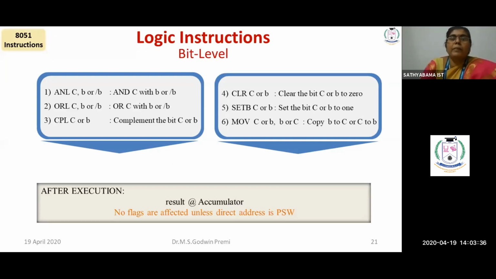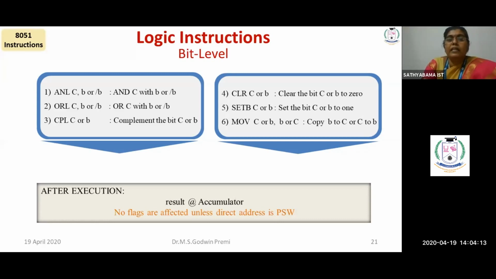Next is the bit level instruction. There are 6 mnemonics. Just we can see logical AND, logical OR, then complement, clear, then set bit, then move, that is the copying bit. Here we have only 2 bits. We are going to use either carry bit or addressable bit. So just recall what is the addressable bit. In the internal RAM organization, we have seen from the byte address 20 to 2F is the bit addressable area, which can be addressed from 00 to 7F. So that is the addressable bit. Small b represents the addressable bit.